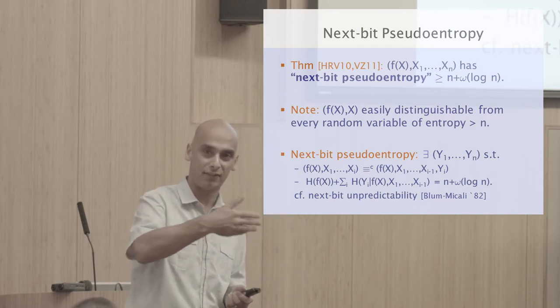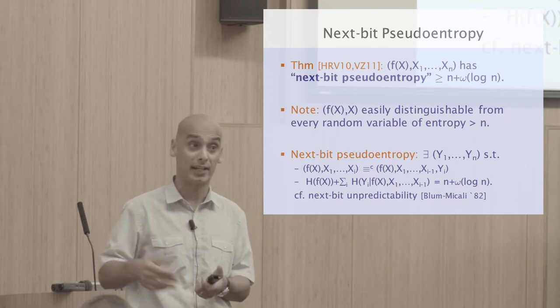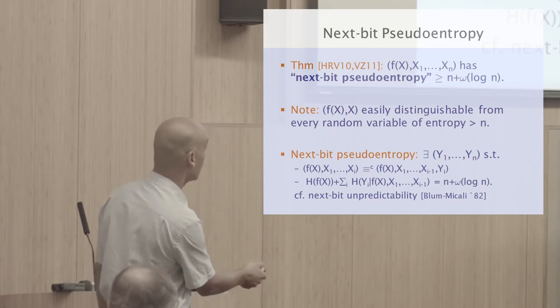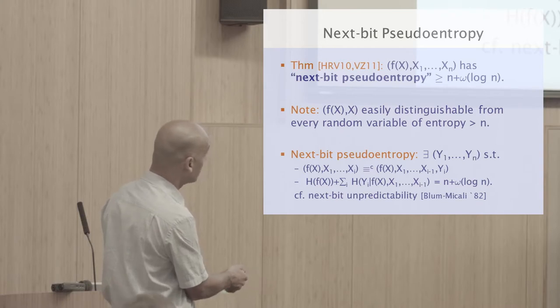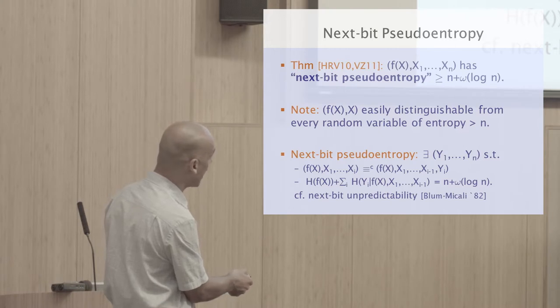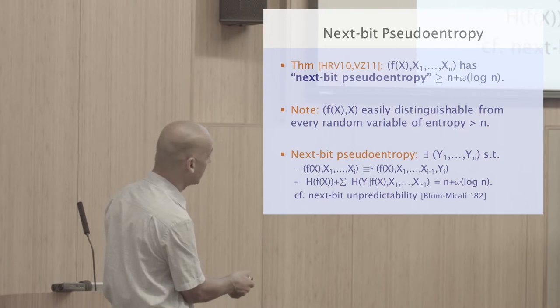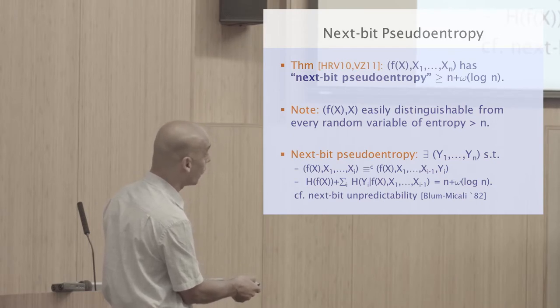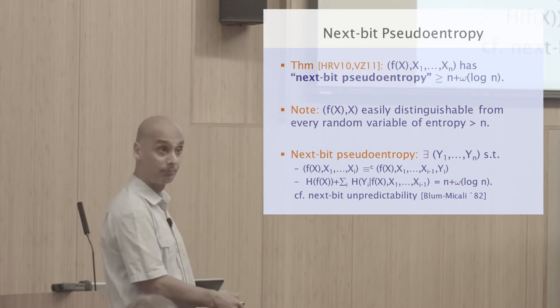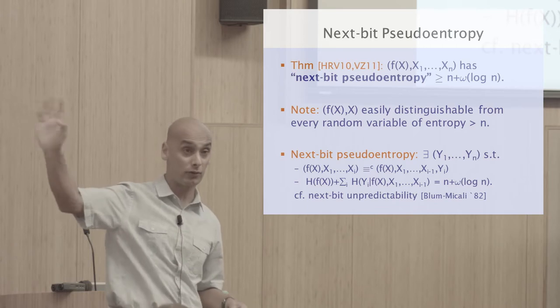The adversary sees f of x, x1, x2, x3, and it looks like it has some entropy. All right, so there's a sequence of random variables y1 to yn, so that an adversary, given f of x together with x1 through x_{i-1}, the first i-1 bits of x, cannot distinguish xi from yi. So xi is indistinguishable from yi, given everything that came before. Not necessarily given what comes in the future.